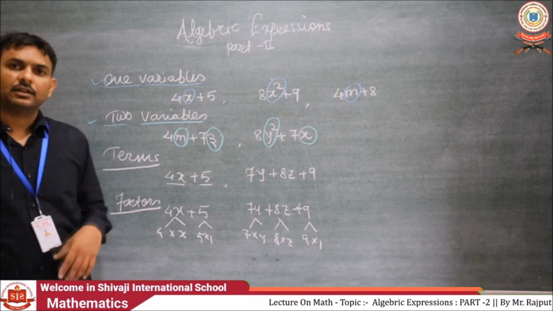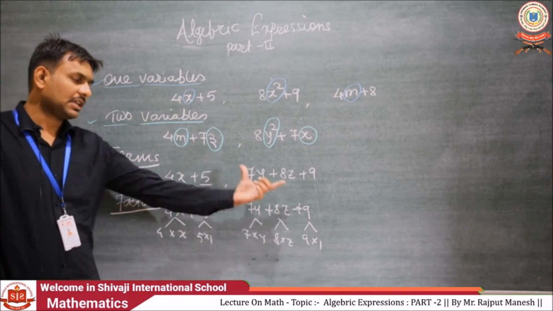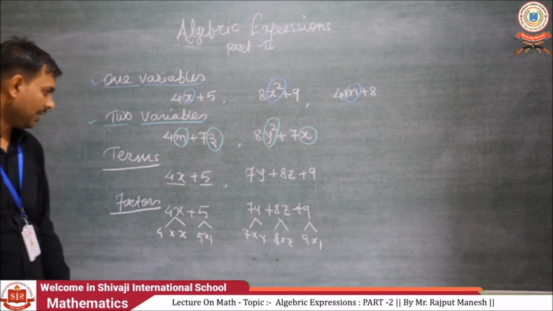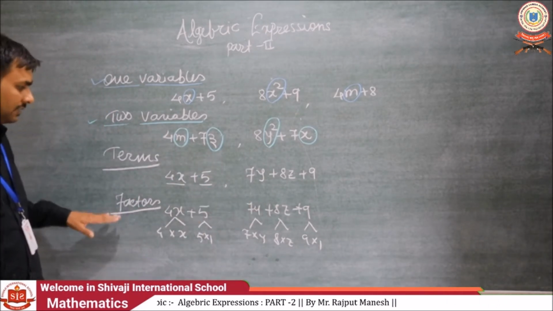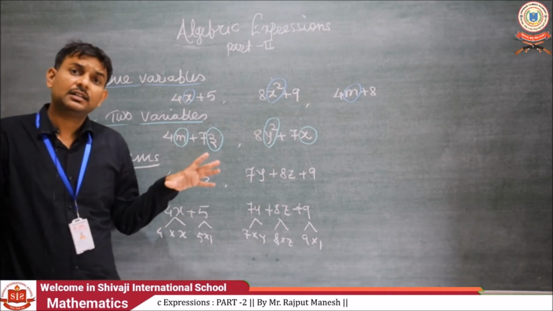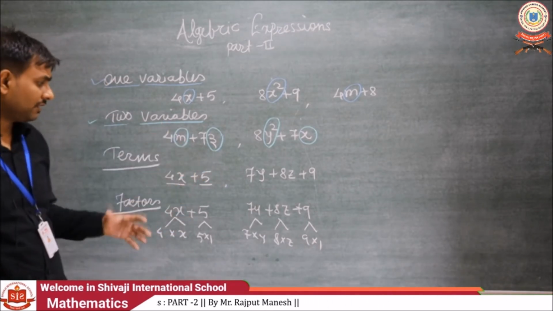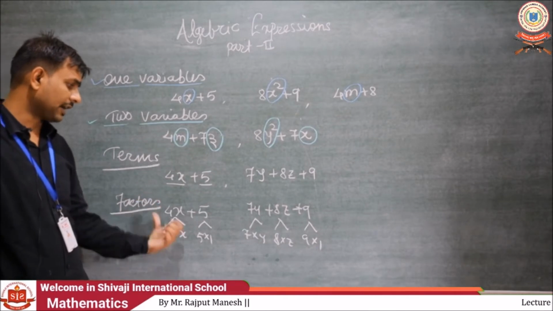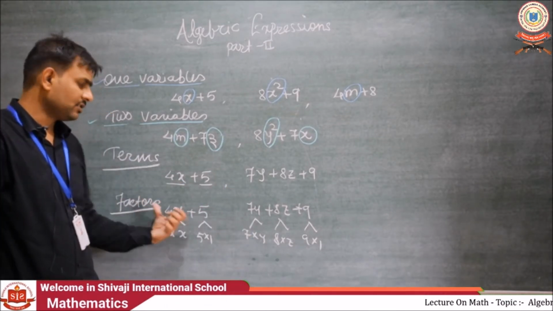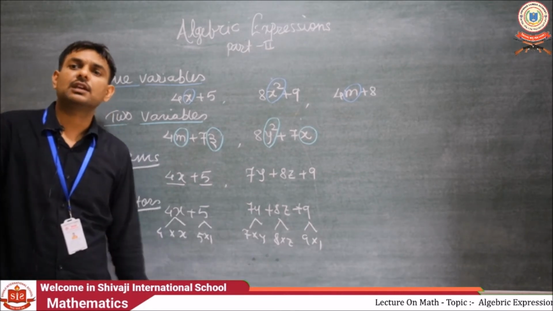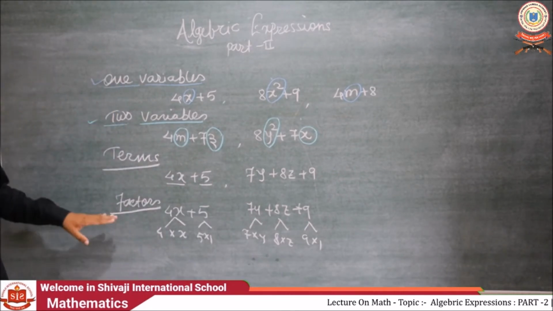Then terms: how many terms are there that you can identify by observing the expressions. And the last one is the factors. Yes, from the 6th and 7th grade we know about the factors, but factors and mathematical operations we have used here together, so such are called the factors.